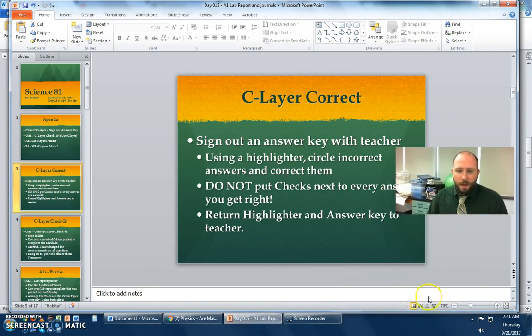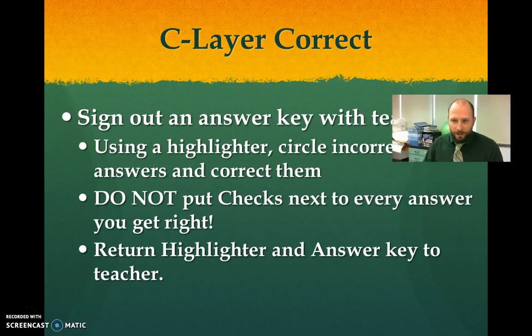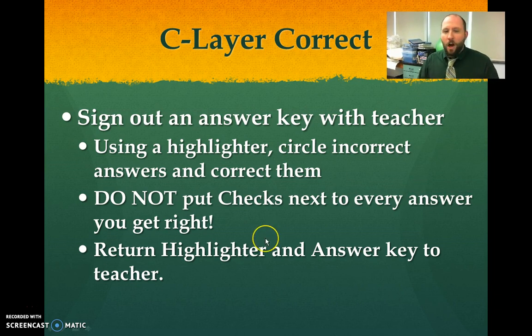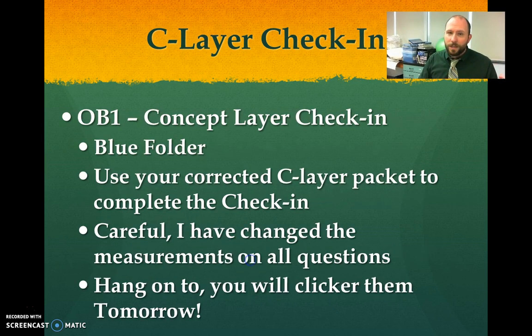All right, next up, let's see here. While you're correcting, grab yourself a highlighter. All you need to do is put a circle around any question that is really, really wrong and way off. If you're off by maybe two-tenths of a decimal point or so, that's within reason. But when you're checking your answers, only put a circle around anything that's wrong. You do not put check marks on every question that you got right. You don't need to tell me how awesome you are. We know this already. Please, thank you. Return the highlighter, return the answer key to the teacher, and go on to the next step.